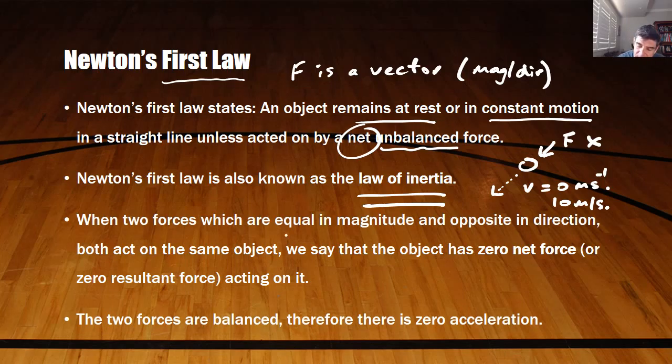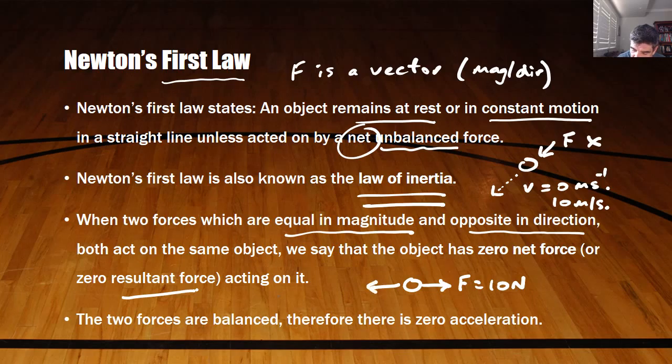If two forces are equal in magnitude and opposite in direction, and they both act on the same object, then we say that the object has a zero net force or zero resultant force acting on it. So if we have an object that's at rest and there is a force in this direction, and let's say it's 10 newtons, and there's a force in this direction, which is an equal and opposite force, and this force is also equal to 10 newtons, then the net force is 0 newtons. There's actually no overall force acting on this object.